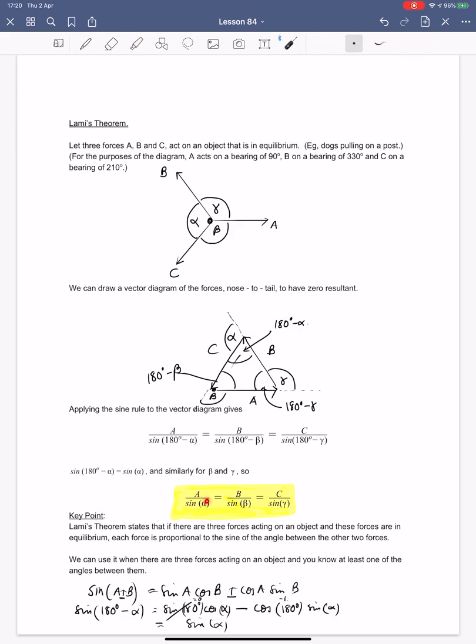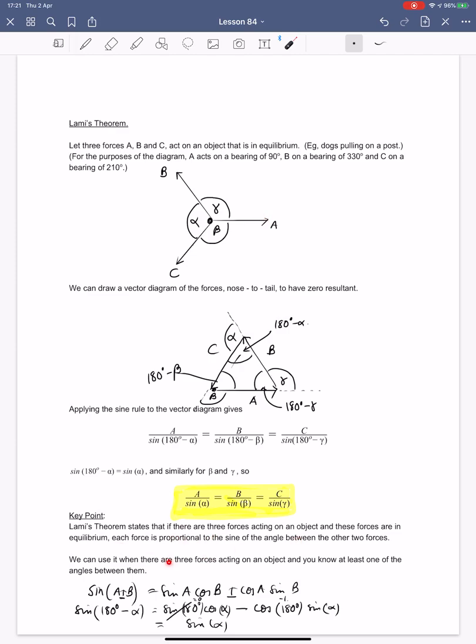A over sine alpha. Well, if you go back to this original diagram, the alpha is the angle between B and C. So you've got B divided by sine beta. Beta is the angle between A and C. And C divided by sine gamma. Gamma is the angle between A and B.